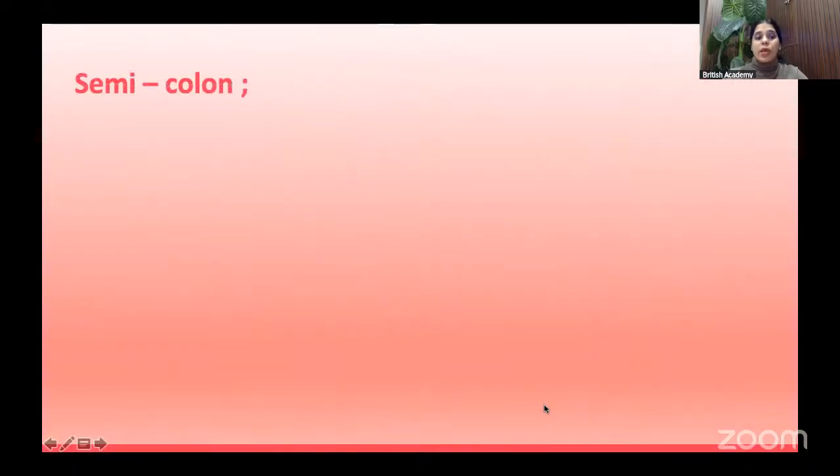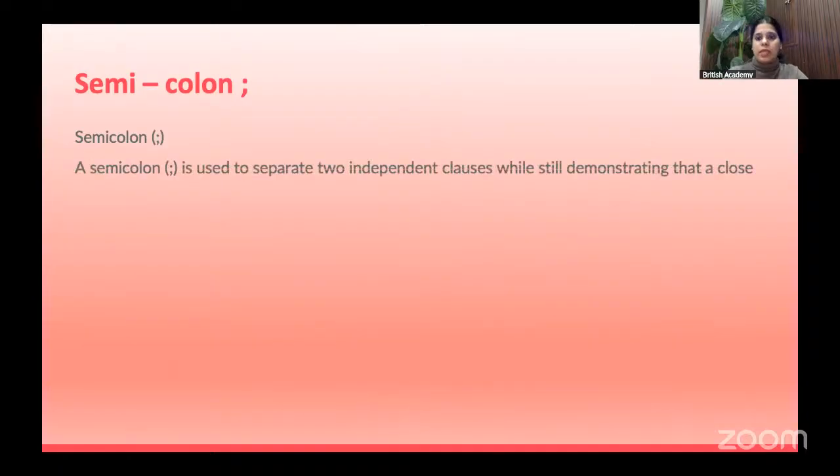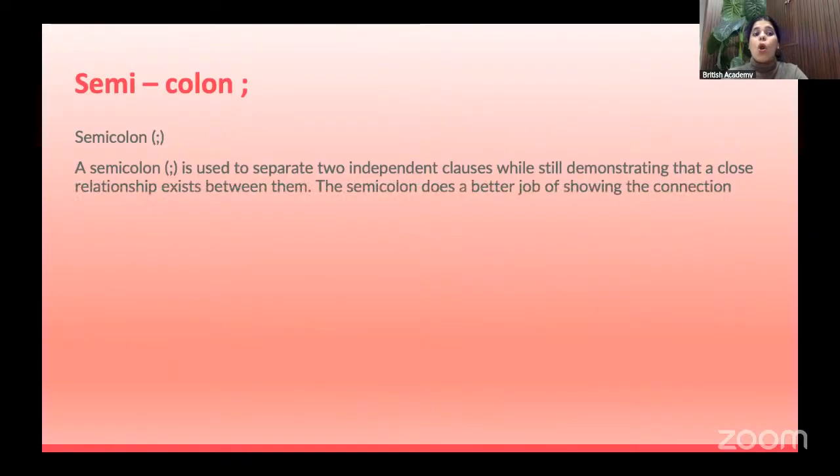Now, the semicolon. This is something I have seen students confused about again. I would again recommend, if you are confused, simply stick to the ones you know. It is not necessary to overcomplicate your sentences using this. Let me explain in simple terms where this is used. It is used to separate two independent clauses, but only if there is a close relationship between them. So it does a better job of showing the connection between two statements than a full stop would.